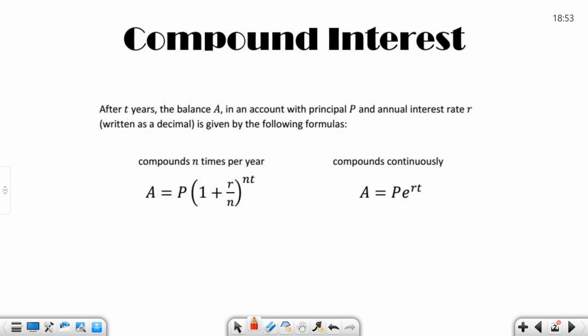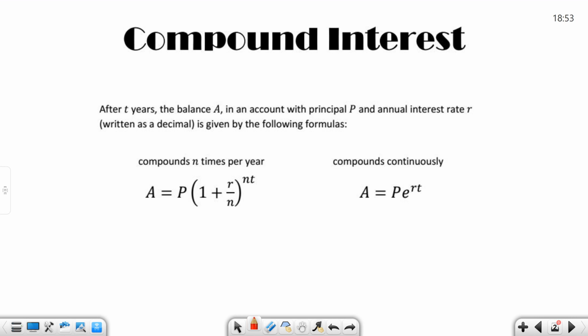And what I haven't told you in any of my videos is that if you let N tend to infinity, if you let N get bigger and bigger forever, this expression approaches E to the R, the interest rate. That's a math thing that's in a lot of college algebra books. That's where the other formula comes from, if you compound continuously.